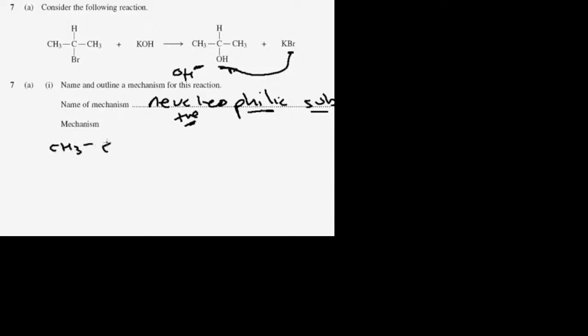CH3, C, hydrogen there, CH3. And while I'm drawing, there's a thing to think about. There is a bromine species here. It's highly electronegative, and it's pulling the electrons towards itself. So you've got a slight positive delta charge there.